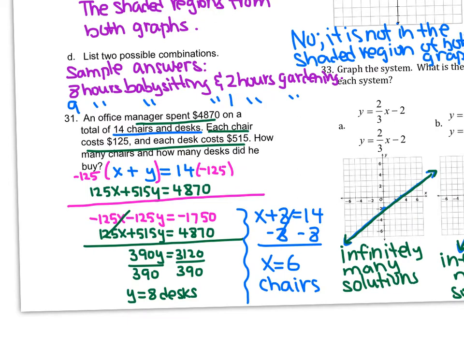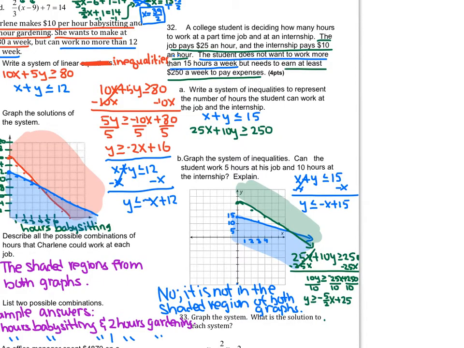On number 31, you can tell that this is not an inequality because the office manager is actually spending the entire amount of money, and you can tell that the cost was exactly $515. So there is no inequality because I'm not doing less than or greater than. It's just exactly that amount. So other than that, there's not much difference. You just have to try and cancel one of your variables and get your answer for desk and get your answer for chair.